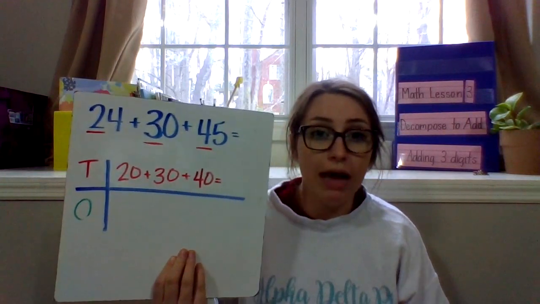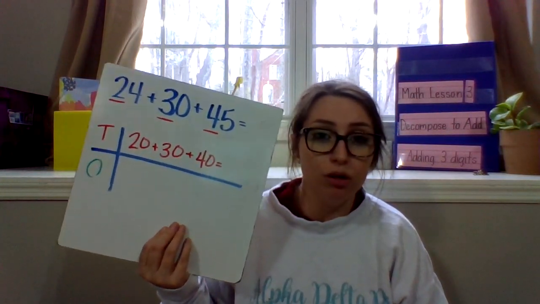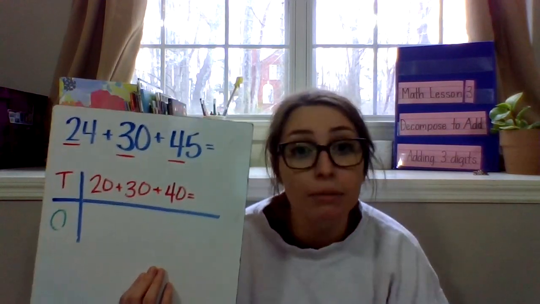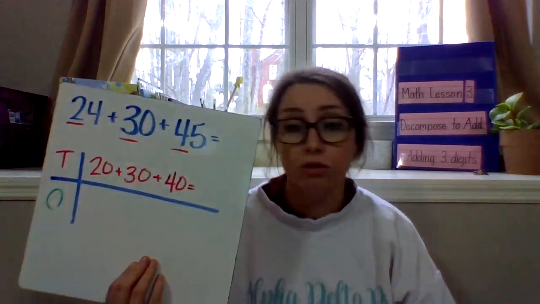Okay. Now we're going to go ahead and check out the ones. So in the number 24, what number is in the ones place? What do you think? Well, it can't be the 2 because we already used up the 2. So it's got to be the 4. The 4 is in the ones place in 24.